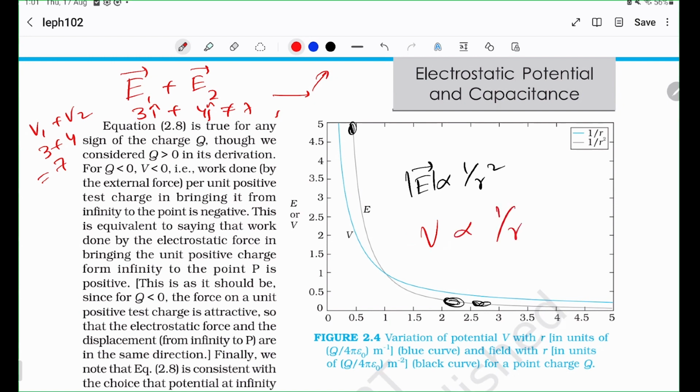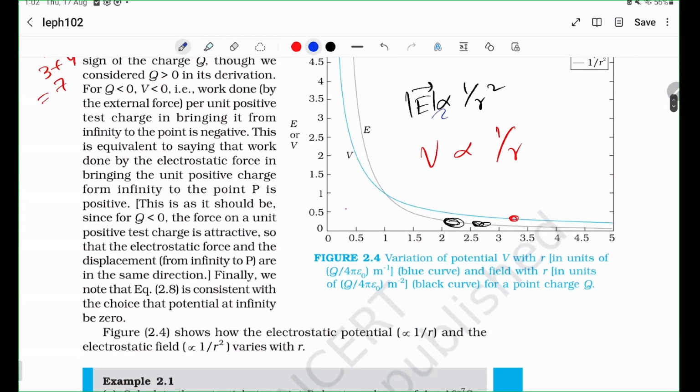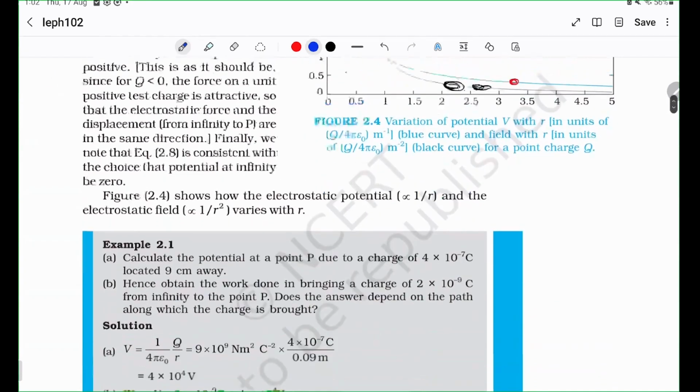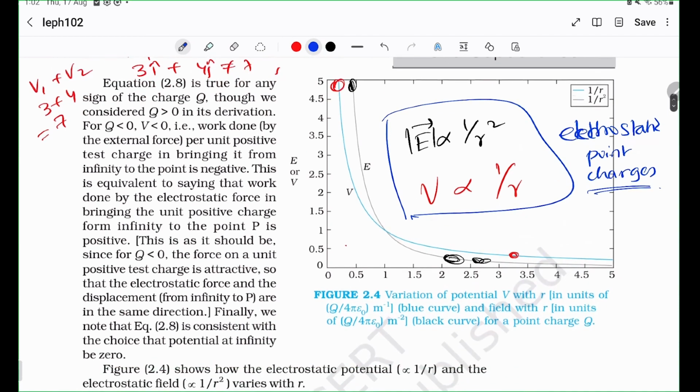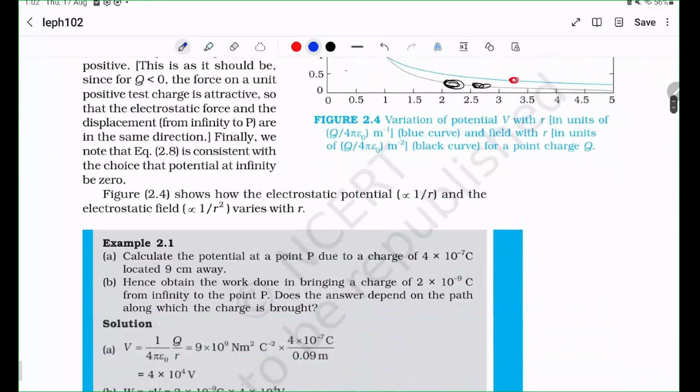Now potential varies with the distance as 1 over R. That is, it starts off lower, but as R increases, it does not fall off as fast as the electric field. So that is a very important fact. These two are important observations. By the way, this is for electrostatic point charges. Later we will see that for different charge distributions you'll get different variations with R, but this is for a point charge.